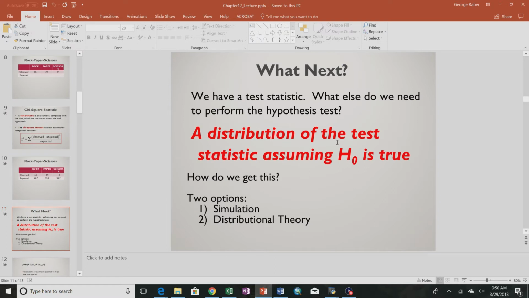So what's next? We have our test statistic. What else do we need to perform the hypothesis test? Well, we're looking at a new distribution, one that we haven't looked at before. We're not looking at the t distribution or the z distribution. So we need to look at where that number comes from.